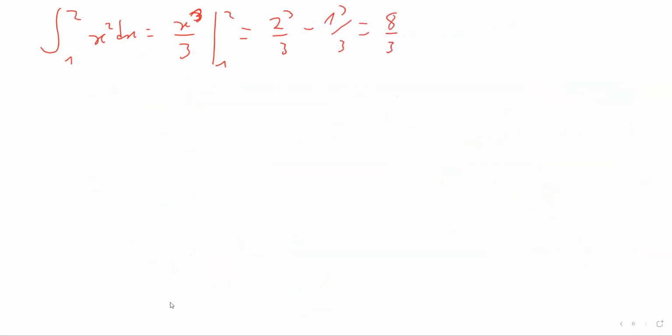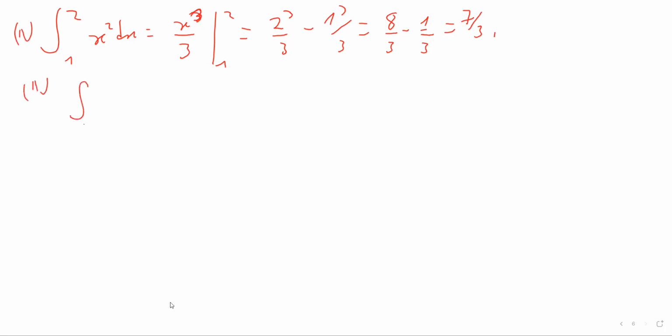So an example is if you have the integral from 1 to 2 of x squared dx, then you will get x cubed over 3, from 1 to 2, and this will be 2 to the power 3 over 3 minus 1 to the power 3 over 3. This is 8 over 3 minus 1 over 3. This is 7 over 3. So this is how the definite integral goes.